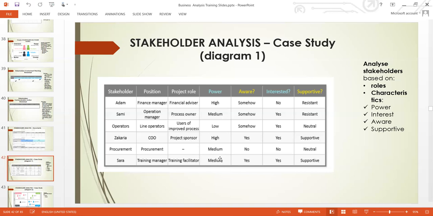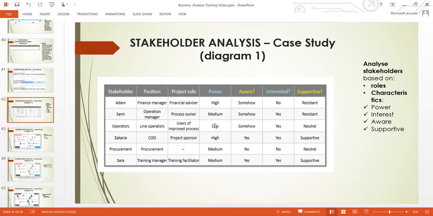Sarah's power is medium. Although in the interest grid what we have there is high or low. So if someone has a medium power, we can classify the person as high power under the power matrix. The level of awareness, yes. Interested in the project, yes. Supportive, yes. So this is how you plot your stakeholders when trying to capture them within this diagram.